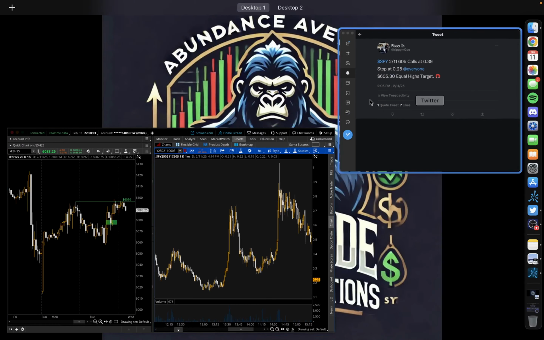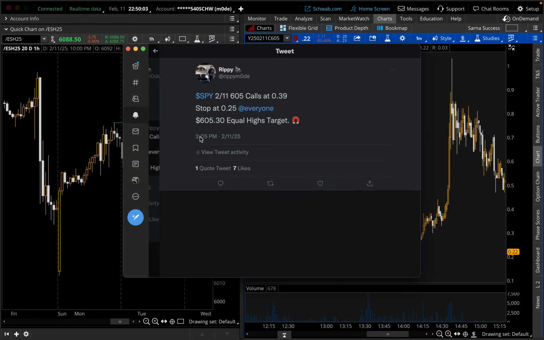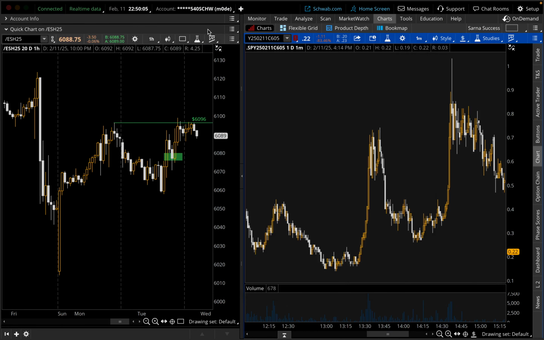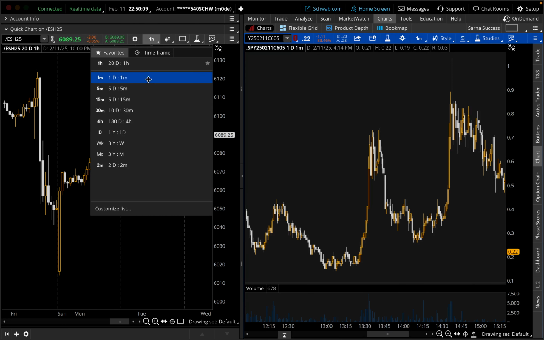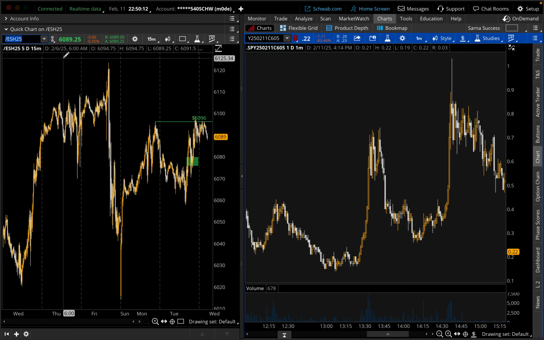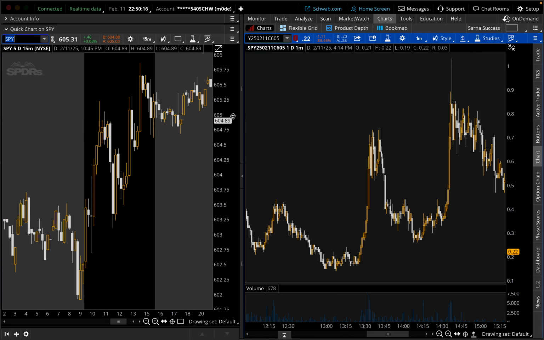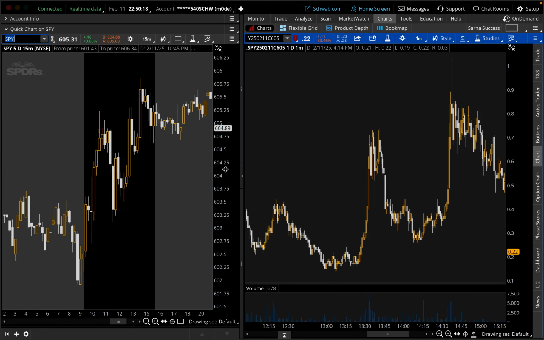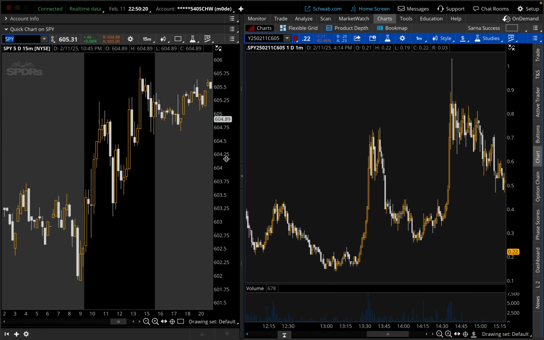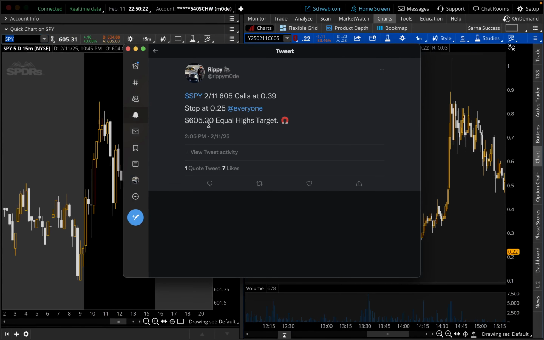So let's go into the signal. The signal came in at 2:05 p.m. Eastern time. So here's the hourly chart on SPY. Let's dive into the 15-minute, and in this instance, I'm going to switch to the SPY chart. Now, what I want you guys to pay attention to before we get into why I entered this trade and why this trade worked out is this right here.